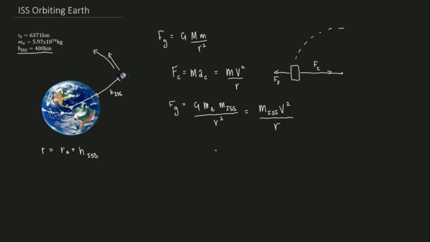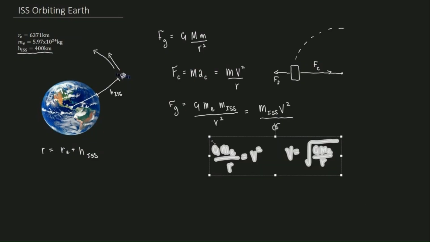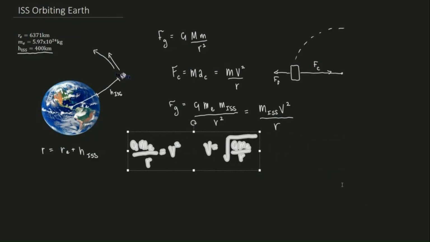So I can cancel out some terms. I have the gravitational constant still. The mass of the Earth does matter. One of the R's will cancel, so I just have one of the radii, and this is going to equal the velocity of the space station squared. When I solve for the velocity of the space station, I get that it is equal to the square root of the gravitational constant times the mass of the Earth over the radial distance. We can plug in these to actually calculate them. Let's move that over here.